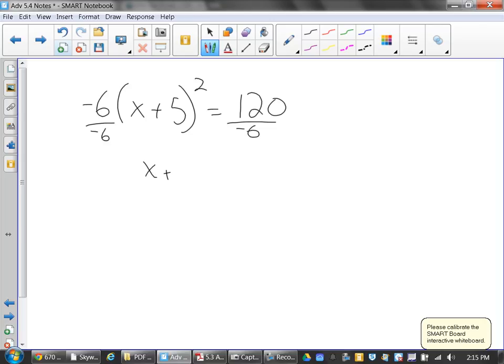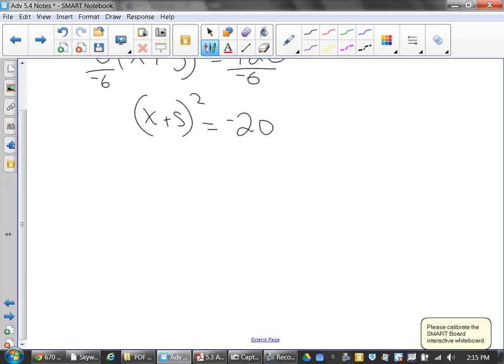So we have x plus 5 quantity squared equals -20. And I think we just simplified the square root of -20, didn't we? Yep. Do you remember what it was? 2i√5. So when it's negative, it would be plus or minus 2i√5. And now you get x plus 5 equals that.